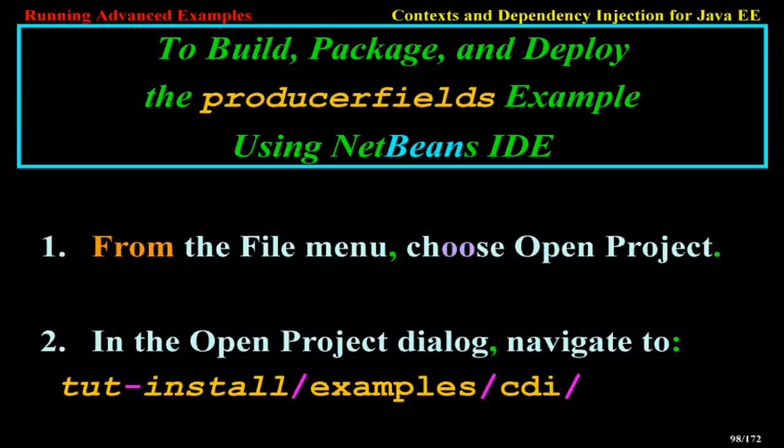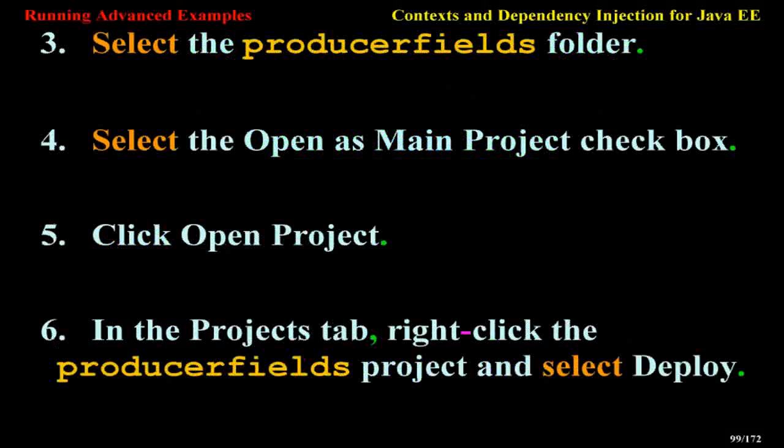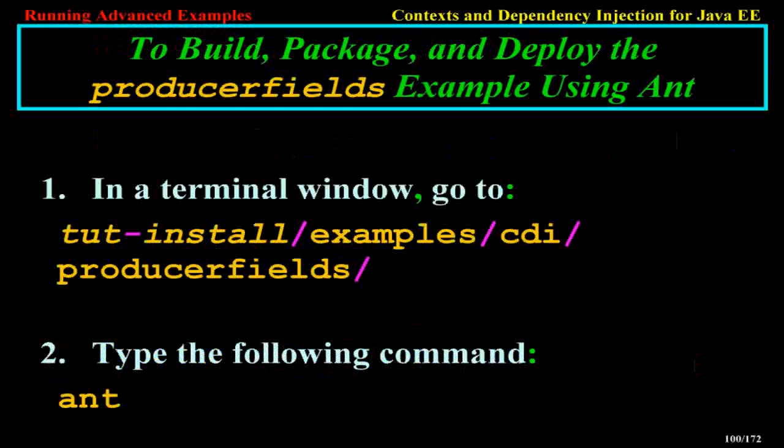From the File menu, choose Open Project. In the Open Project dialog, navigate to tut-install/examples. Select the producerfields folder. Select the Open as Main Project checkbox. Click Open Project. In the Projects tab, right-click the producerfields project and select Deploy, to build, package, and deploy the producerfields example.